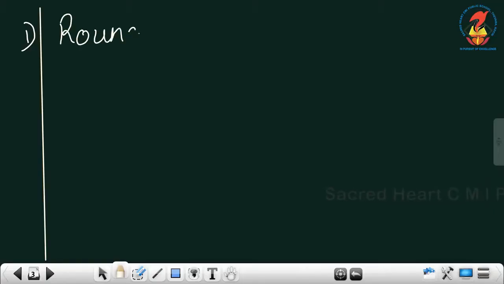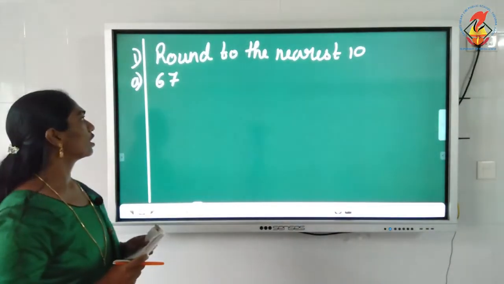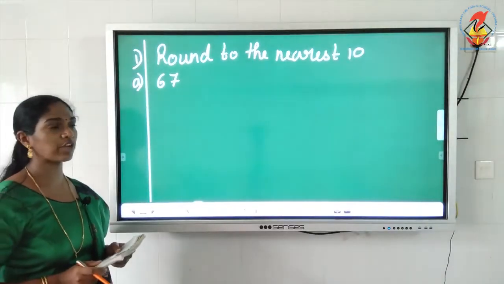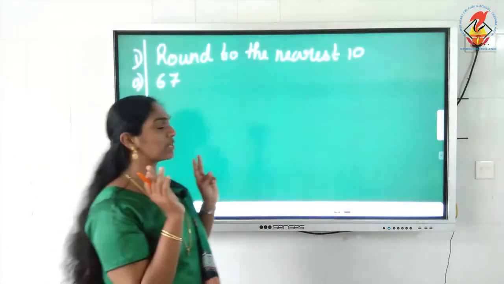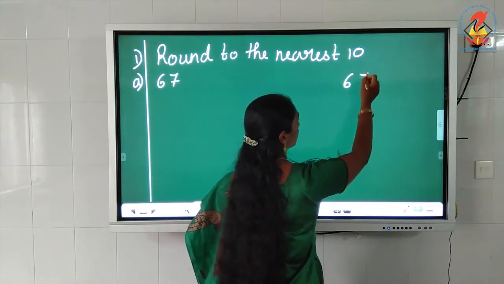Round to the nearest 10. First question in that, 67. Yes, where will 67 go? First you have to find out 67 comes between which two tens. Find out two numbers from tens table. 67. You can do it in your rough column.